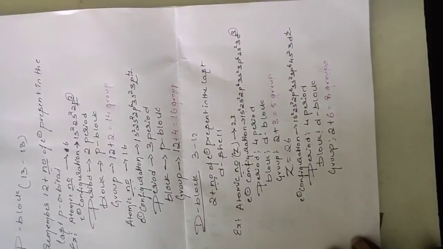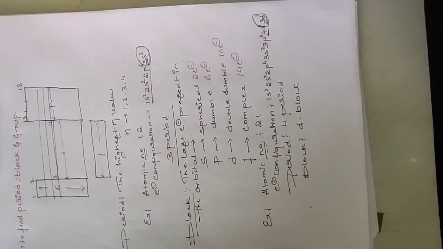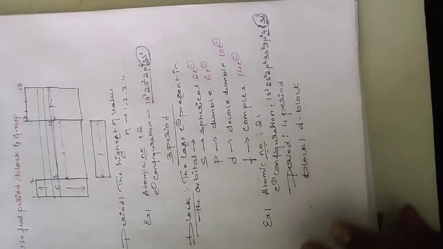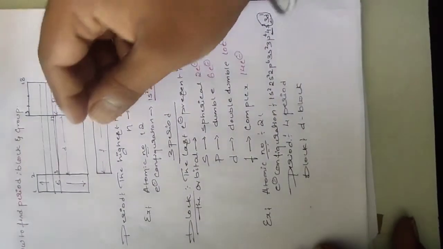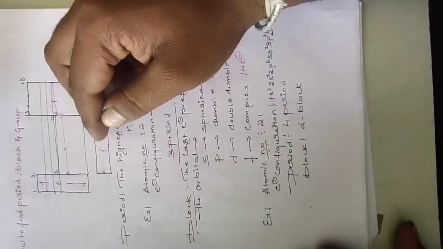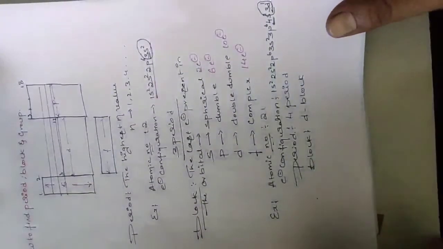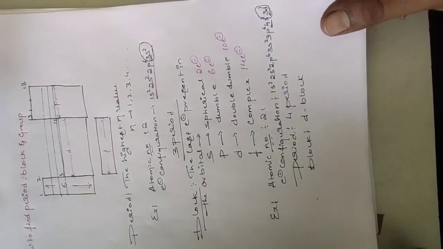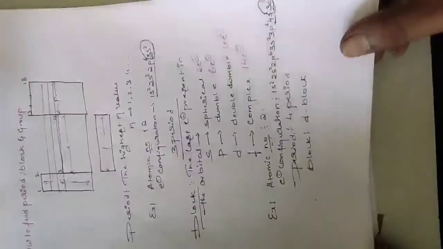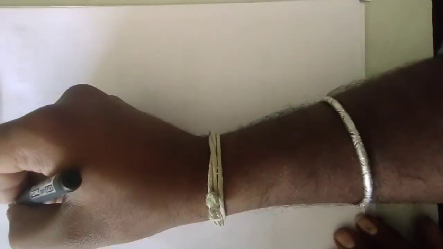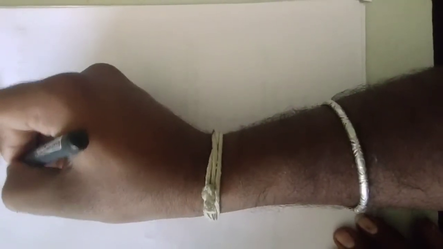Next we are going to talk about the f block. The f block is below the periodic table. It gives some important rules to find the period, block and group. Please remember this. Now we are going to talk about the f block.